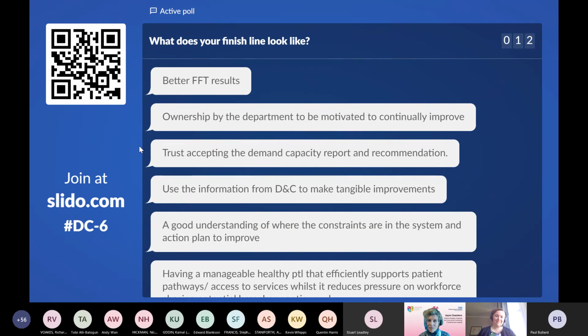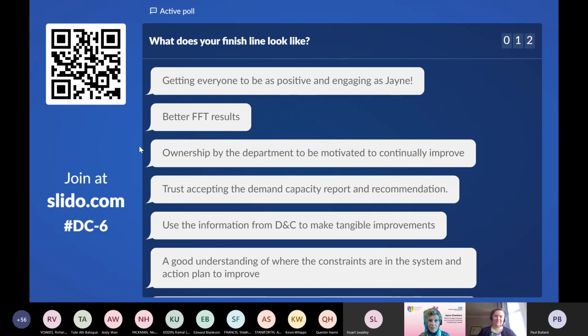FFT results. What's FFT? Paul, do you know what the FFT is? Friends and family. Ah, friends and family test. Yes, it will.